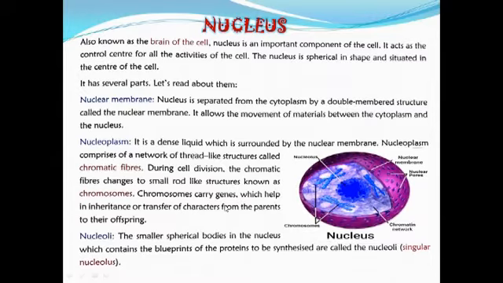Okay, so this is the one chromosome which carry genes, and these genes carry the hereditary characters from the parents to the babies. Now in the center, if you see, this is the dark blue spherical structure. If it is one, we call it nucleolus.